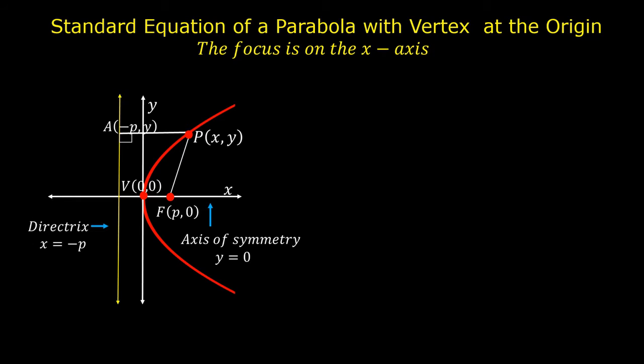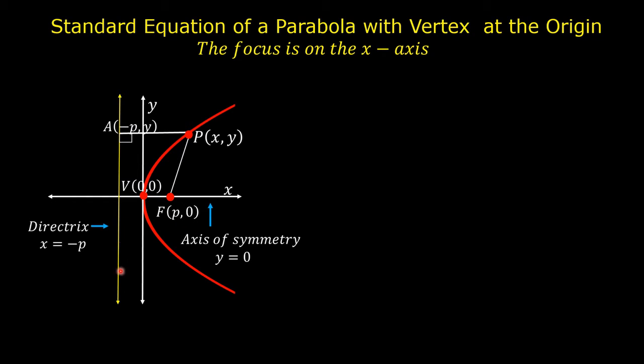Standard equation of a parabola with the vertex at the origin, the focus is on the x-axis. Let us look at this illustration. This is the y-axis. This is the x-axis. This is a parabola with the vertex at the origin. The coordinates of the vertex are (0, 0). This is the focus of the parabola. It has coordinates (p, 0).